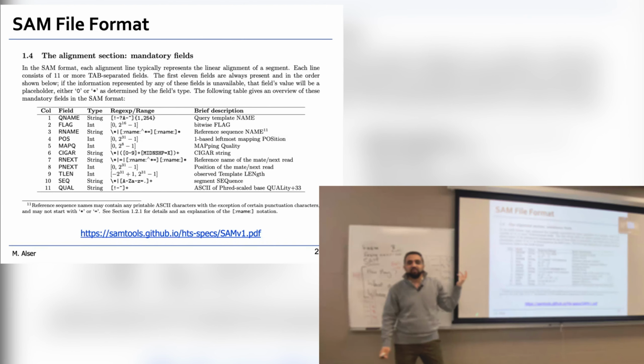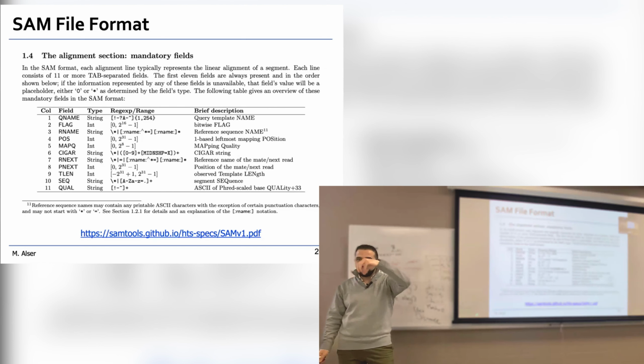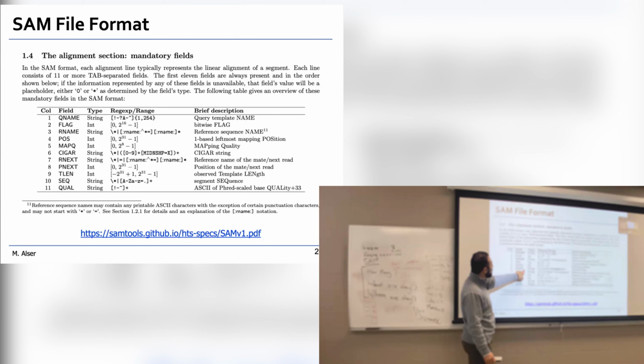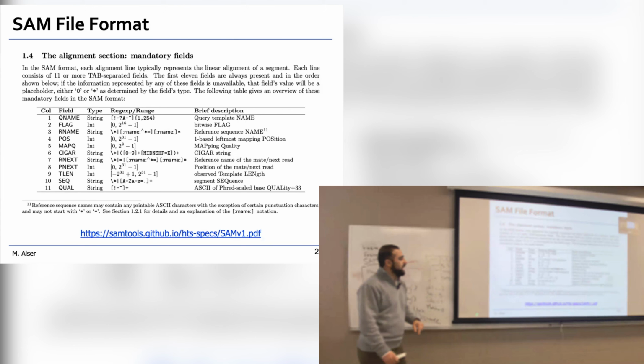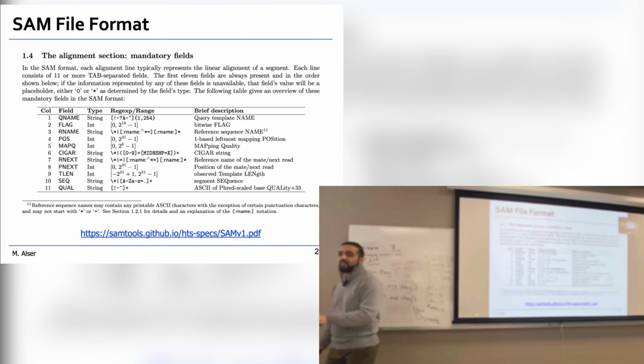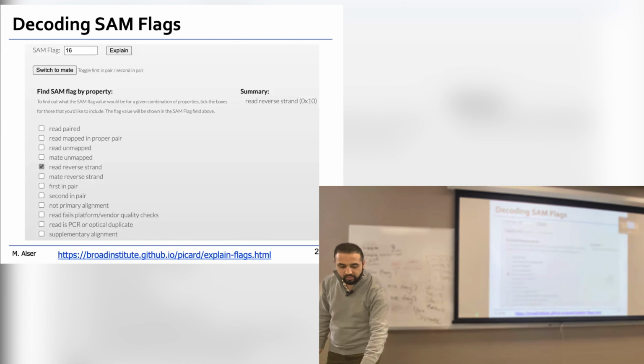Position means the mapping location in the reference genome based on those seed matches. Map quality, we'll go over in sequence alignment. CIGAR likewise, those we'll study when we go over sequence alignment, and many other flags that we might cover some of them. Okay? Any questions so far?